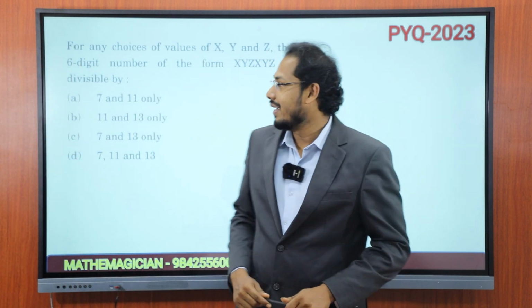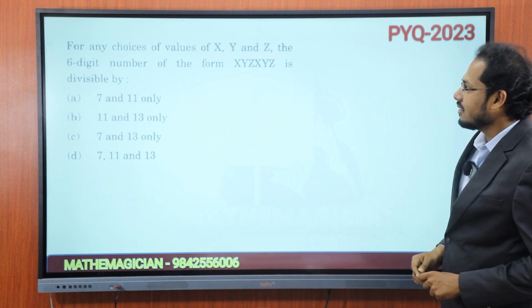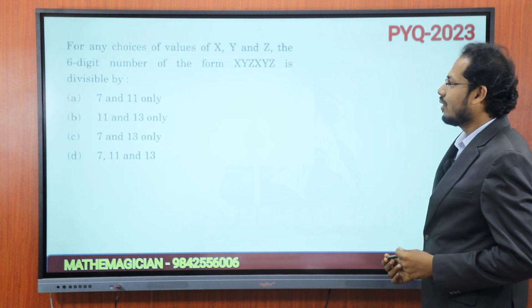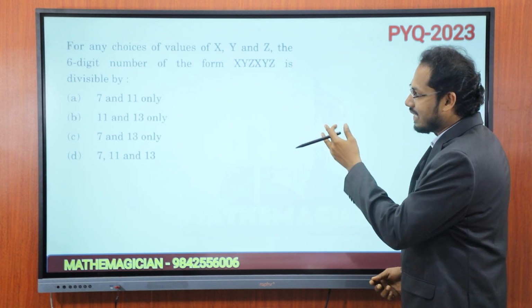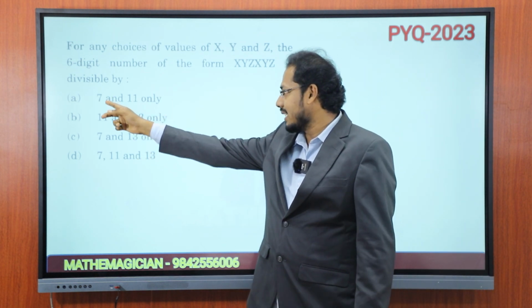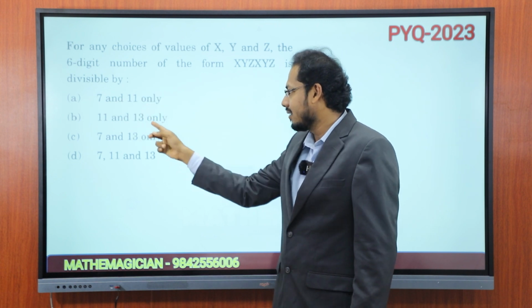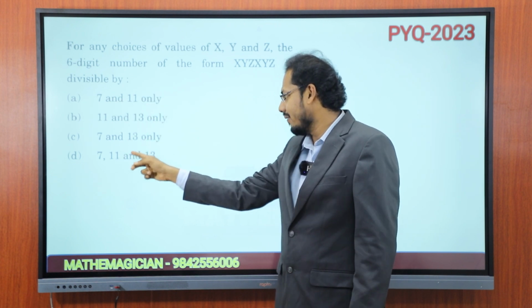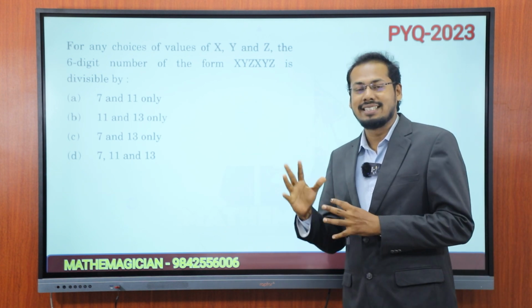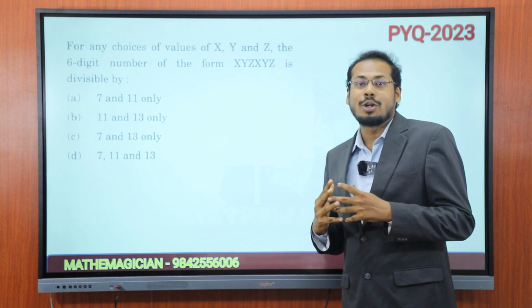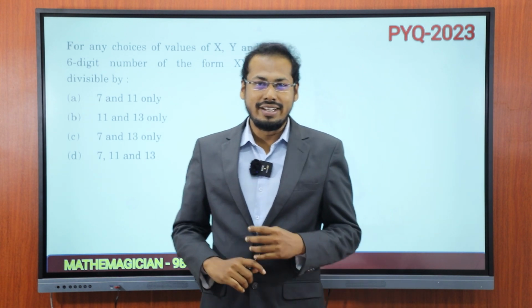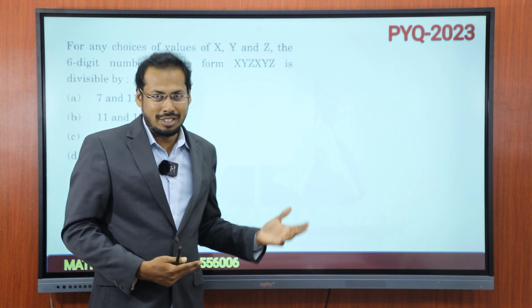Last year we had this question: for any choices of values of x, y, z, the 6-digit number of the form xyzxyz is divisible by, the numbers are given. Look at the options first. They are asking to check by 7, 11 and 13, 7 and 13, 7, 11 and 13. So no other choices, we need to check all the 7, 11 and 13 tables. And numbers are not given, they gave only the variables x, y and z. So we need to take one number and check.